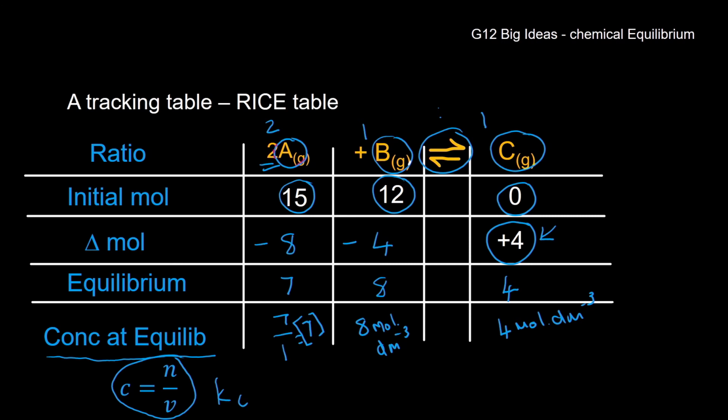It is very helpful in formulating what is happening with the number of moles of substances, the reactants and the products, and we can then figure out the number of moles at equilibrium, and from there we can calculate the concentration. And once we know the concentration, which is mole per decimeter cubed, we can then calculate Kc.